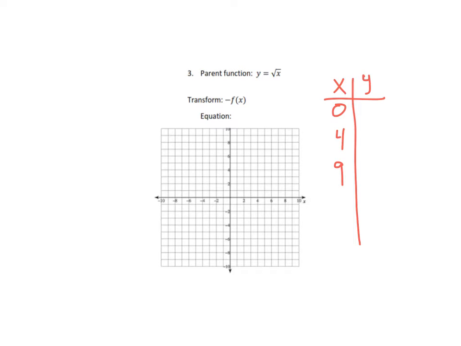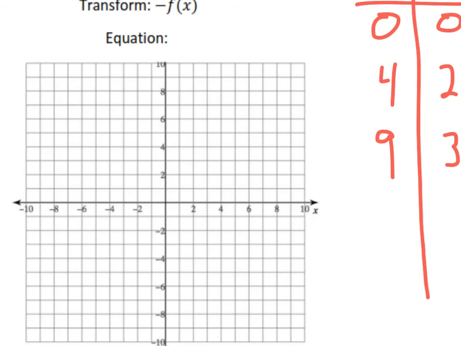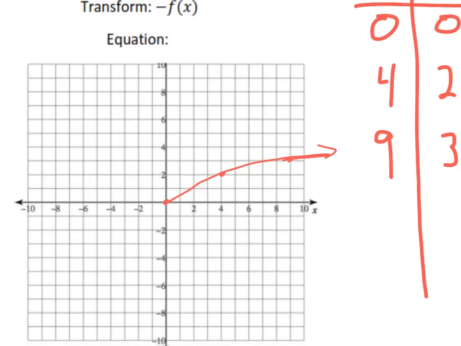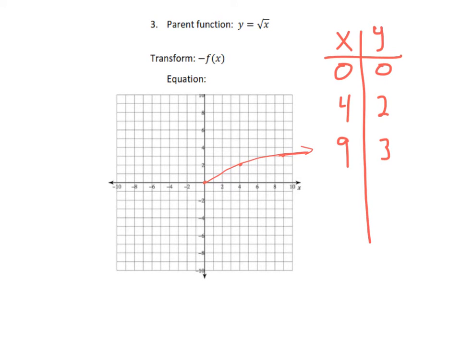Because the square root of 0 is 0, the square root of 4 is 2, the square root of 9 is 3. And so that's enough to get a decent sketch of what this graph would look like. And so you get this curve like that. And what we're transforming this to make is multiplying the output by -1.